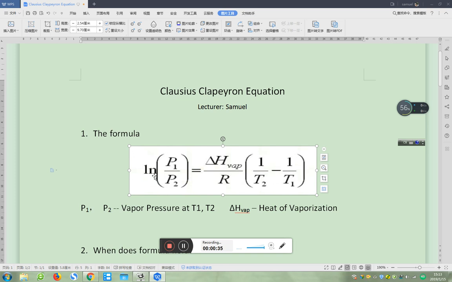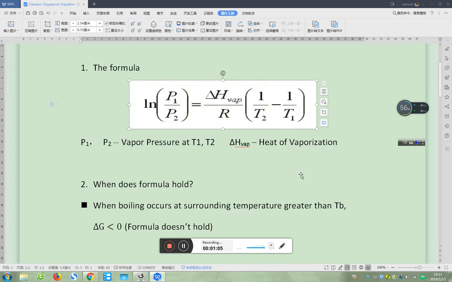In this equation, the ln, the natural logarithm of the ratio of P1 and P2, where P1 and P2 are the vapor pressures at the temperatures T1 and T2 correspondingly, equals the enthalpy of vaporization over the gas constant times 1 over T2 minus 1 over T1. Now, in this lecture, I will spend most of the time discussing how this equation is derived.